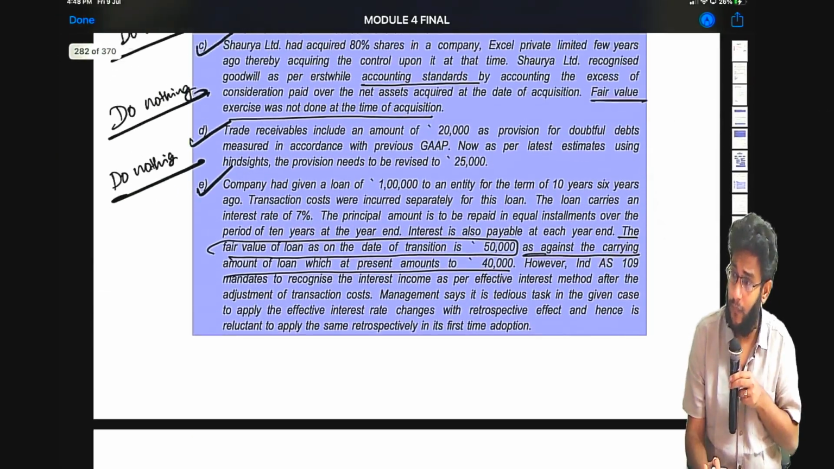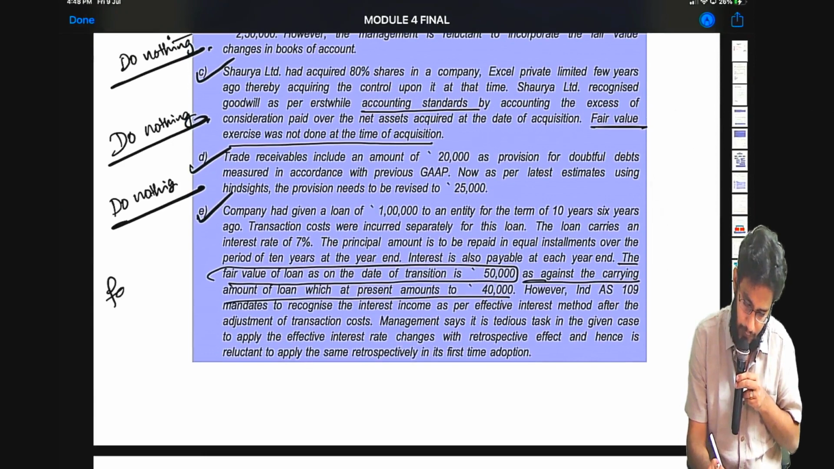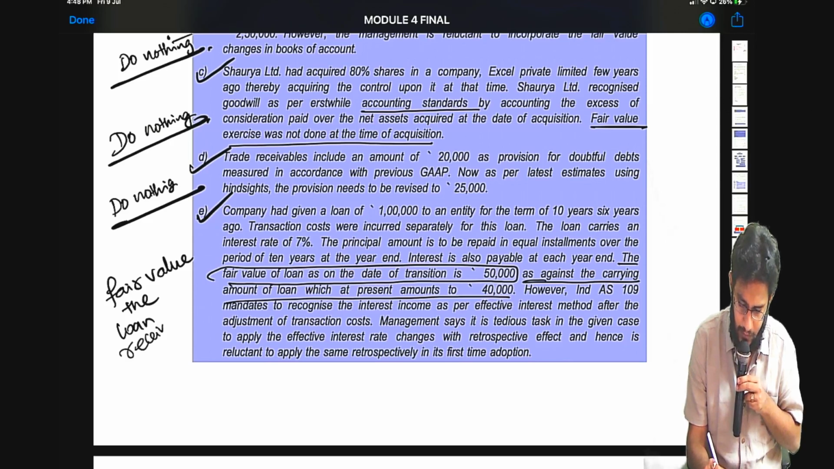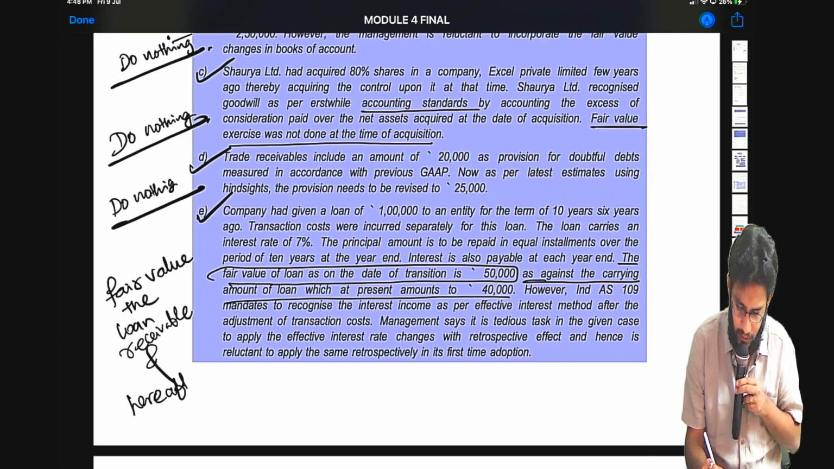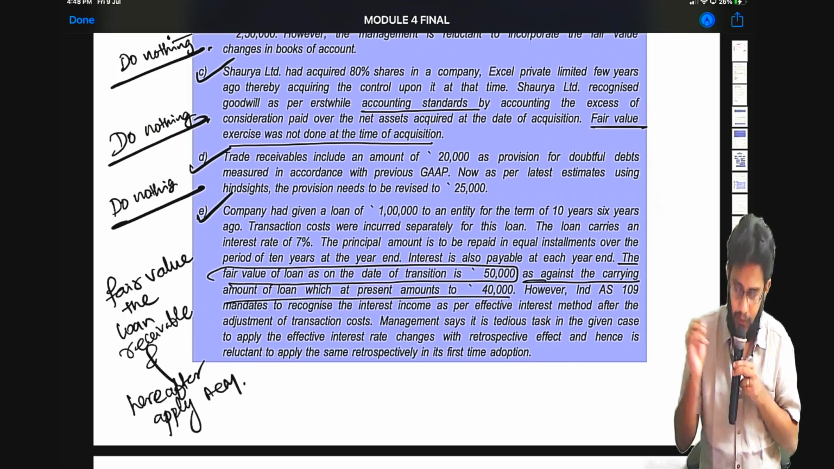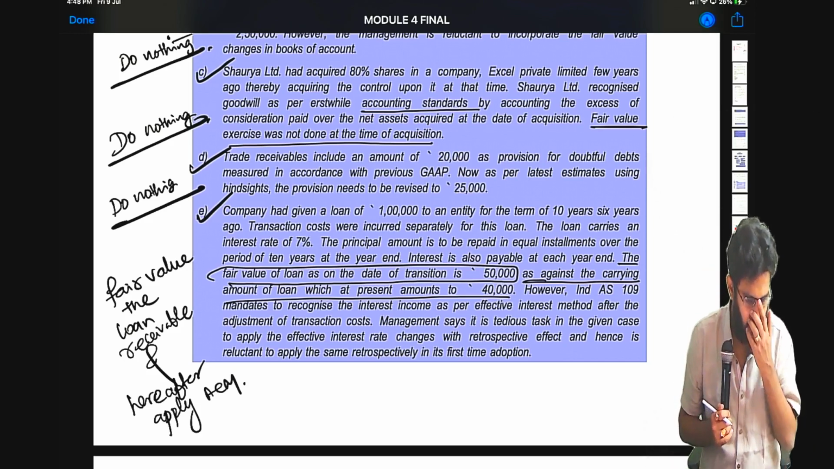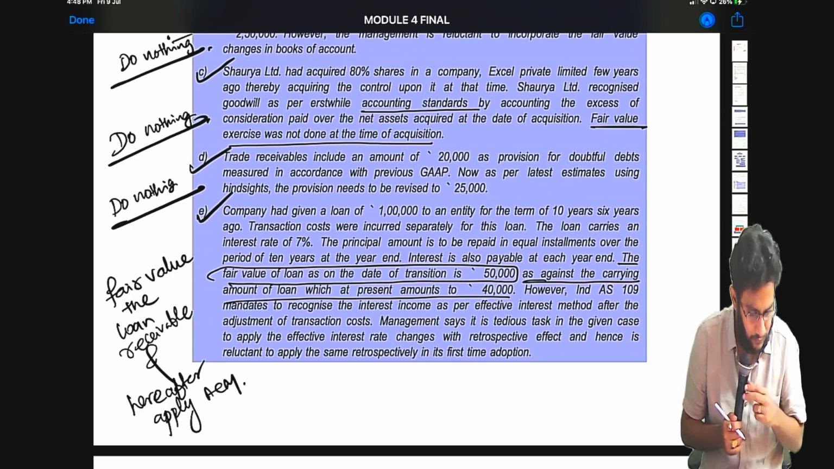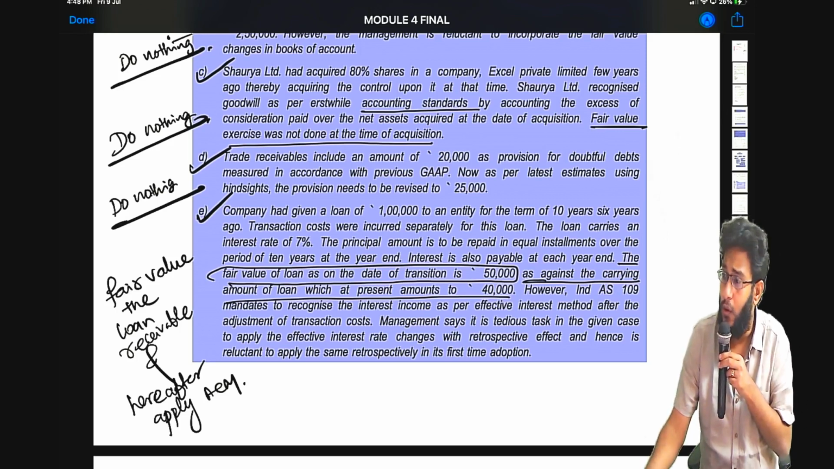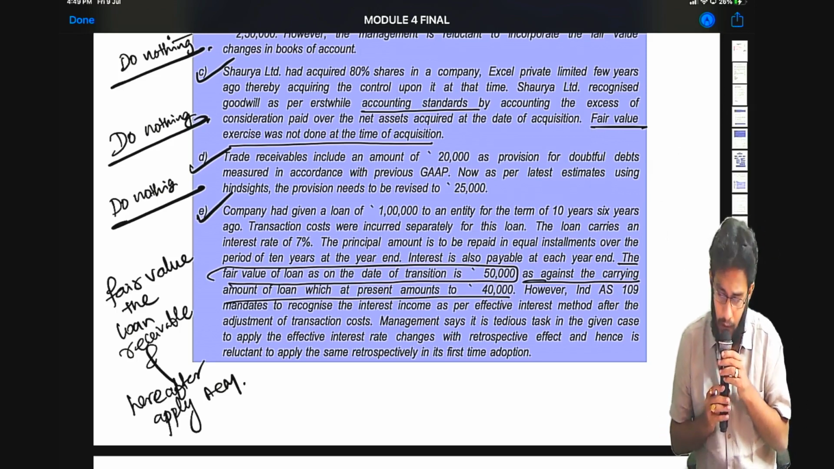So here you have to do something. Fair value the loan receivable. And hereafter, ACM. You also write side by side. Yeah, continue further, sir.